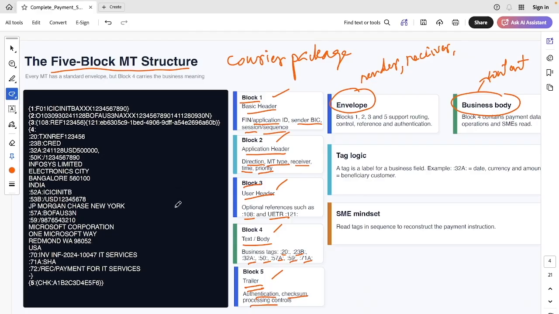Block 4 is the main area of analysis for our topic of discussion. So if you are investigating a payment, you will mostly read block 4 of the MT message.